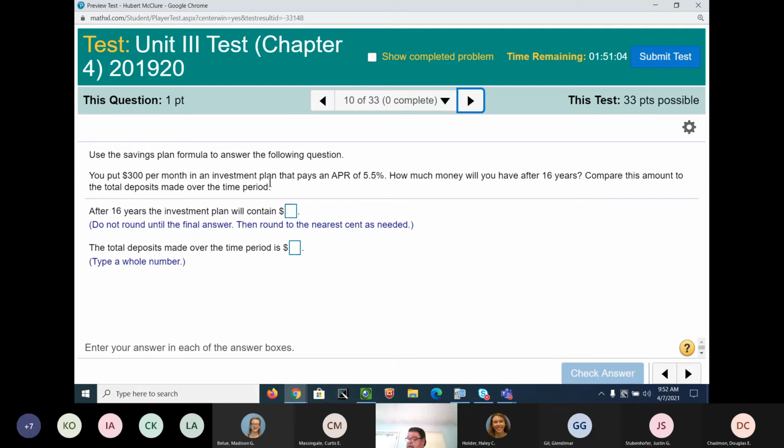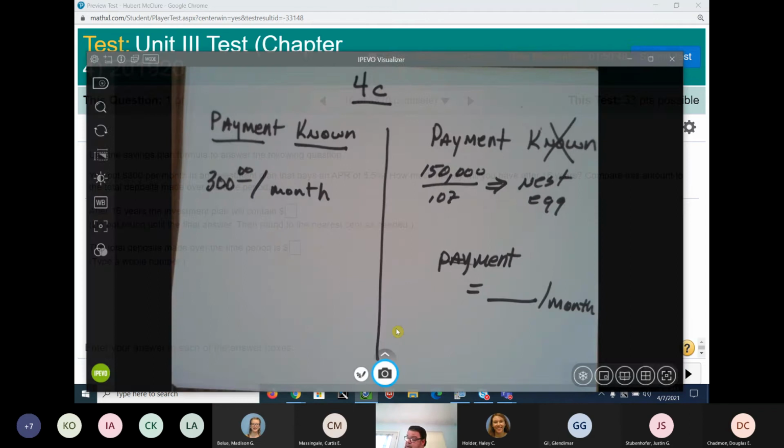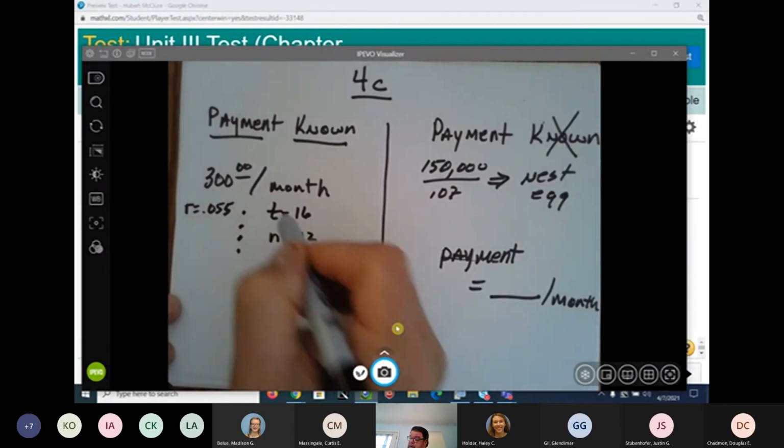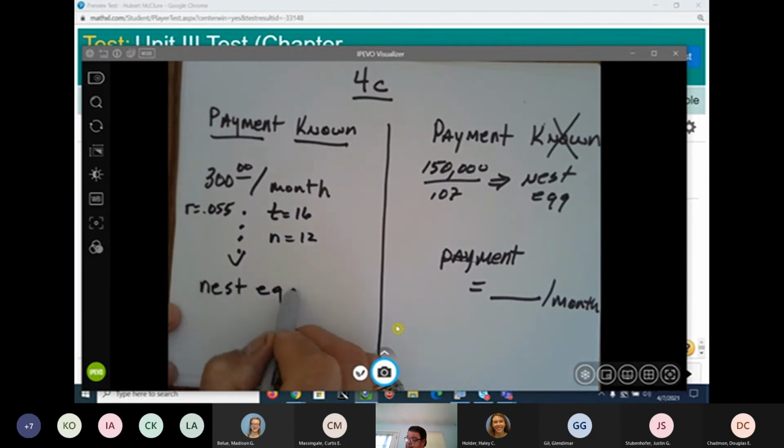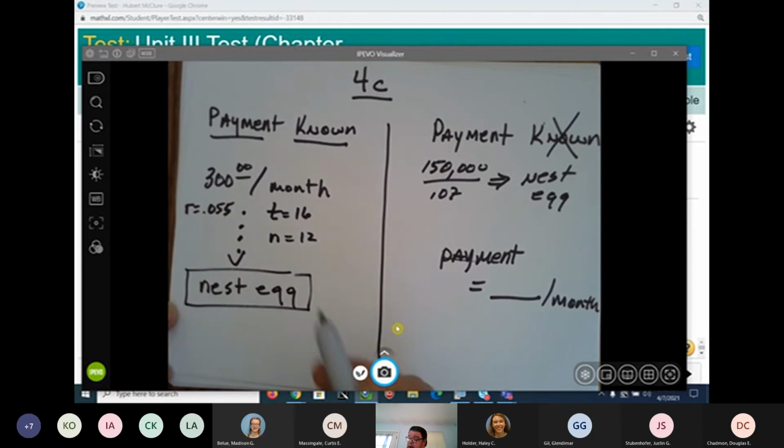So here you would get the nest egg. You would do the $300 a month in the formula. T is equal to 16, R is equal to 0.055. I'm just writing down some things for you. And N is equal to 12. And you would plug that into the formula, and then you would get the nest egg. That's the answer.